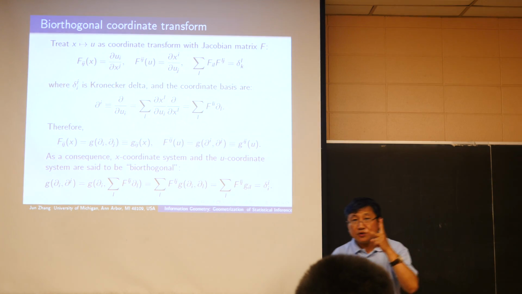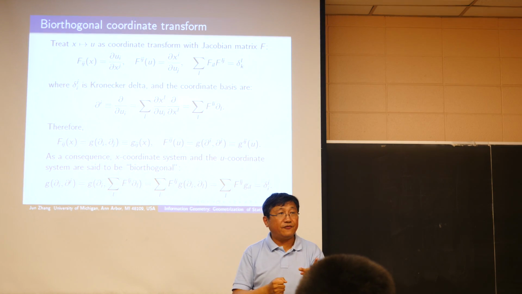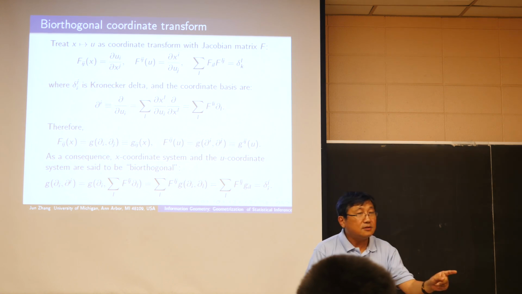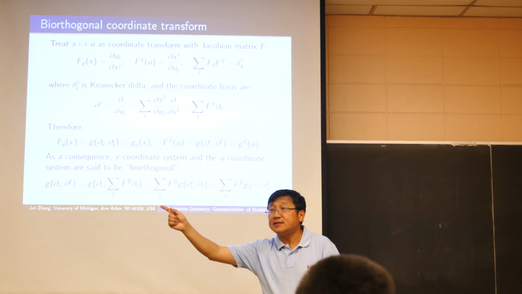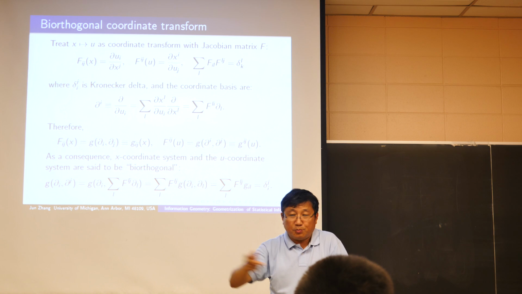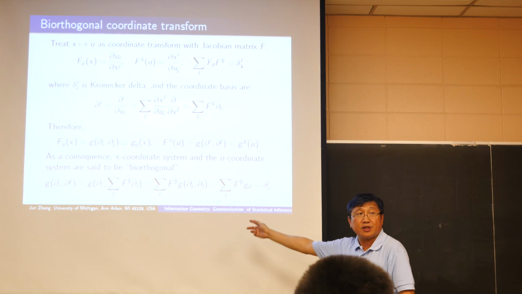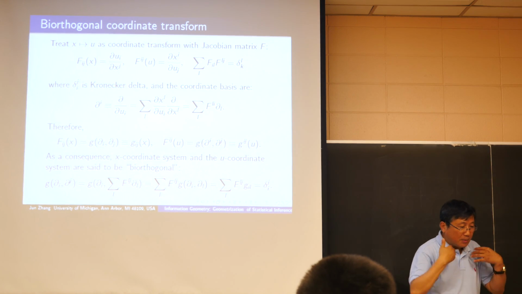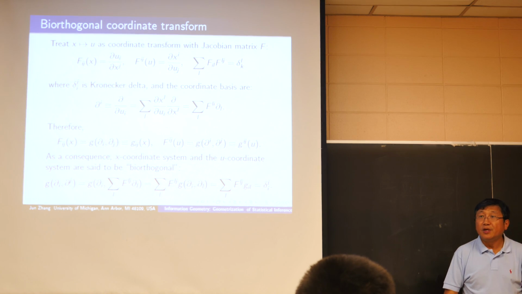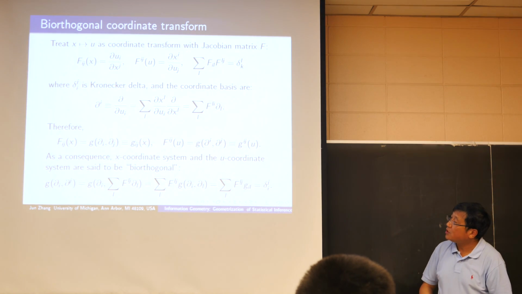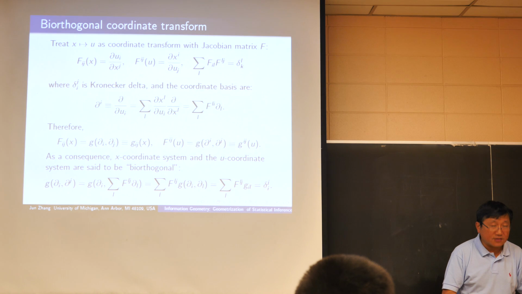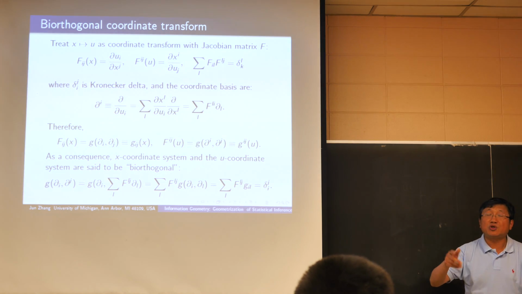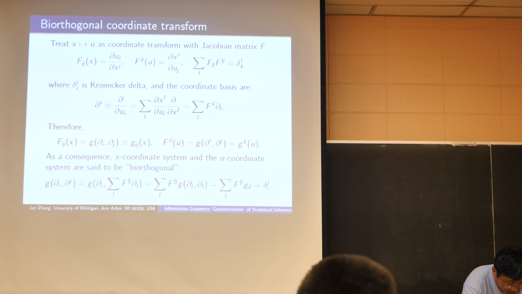So you have two sets of coordinates on the manifold. If you take one from one set and another from another set, then the product becomes a delta ij. It's orthogonal. So that's why it's called a bi-orthogonal transformation. This bi-orthogonal transformation, or the bi-orthogonal coordinates, is a very special feature for this geometry, for the so-called Hessian geometry. This is dually flat geometry.